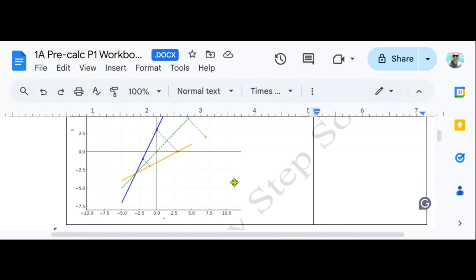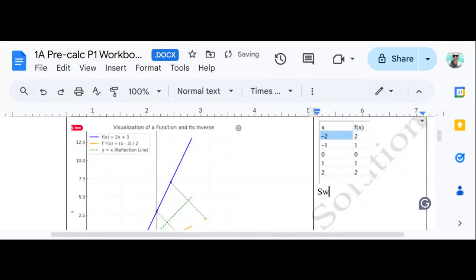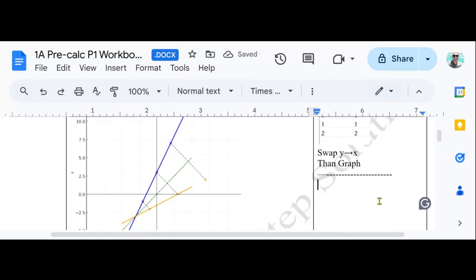Okay, is this clear? So we have two ways to solve this. Here we're going to swap y to x, and then graph. That's the first method. What's the second method?